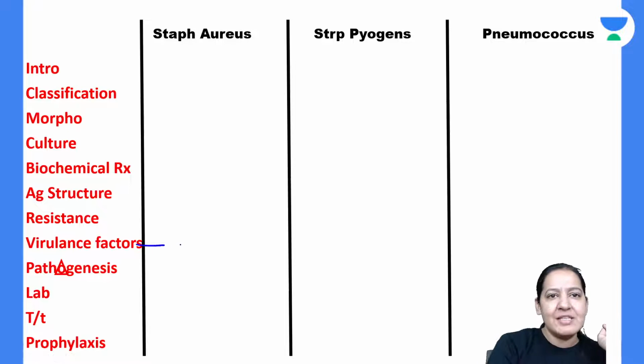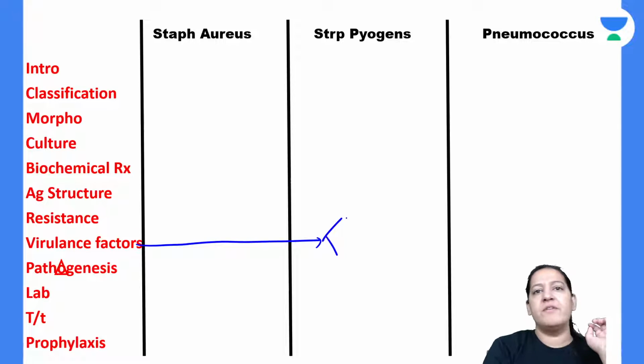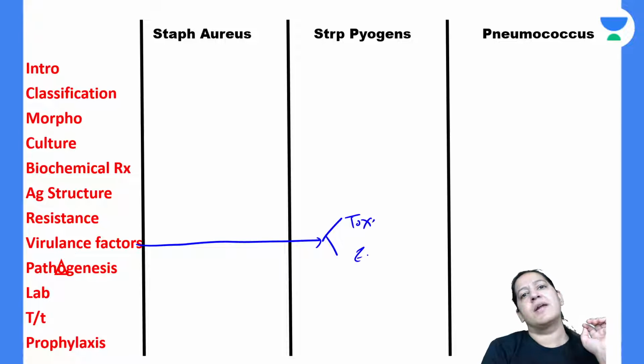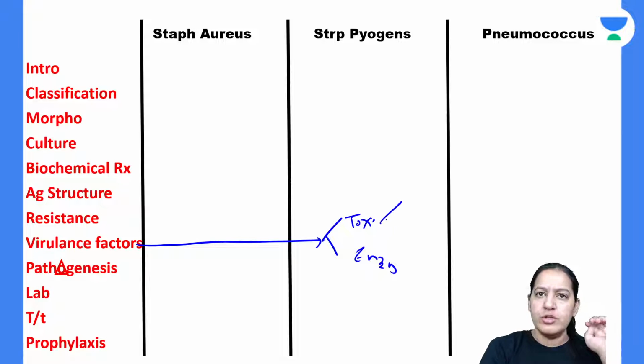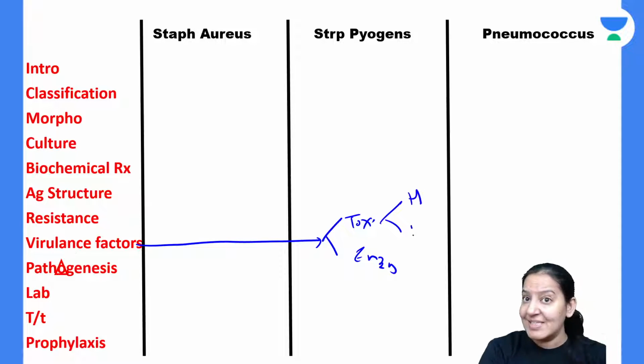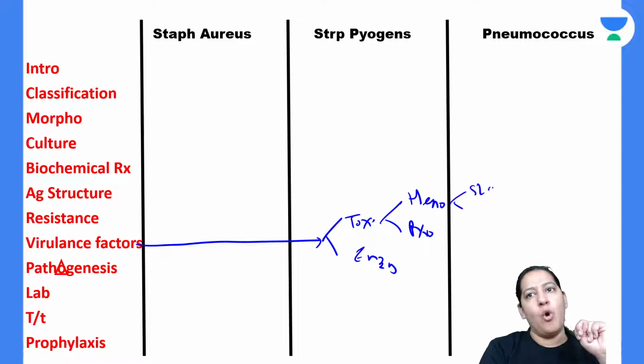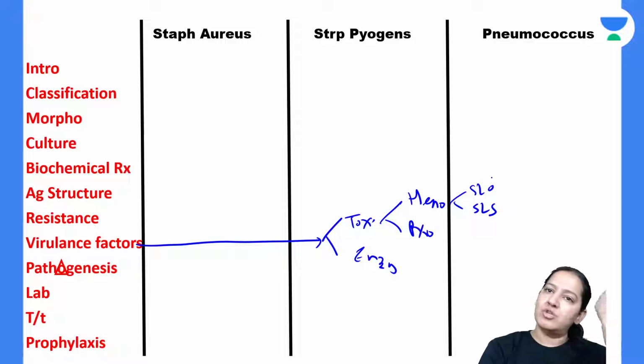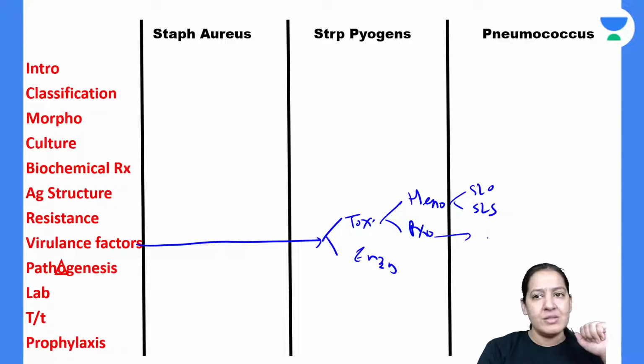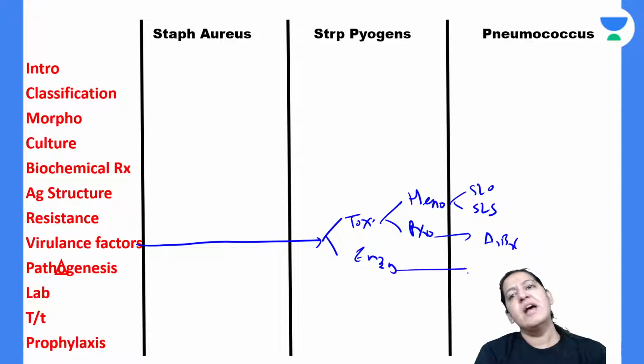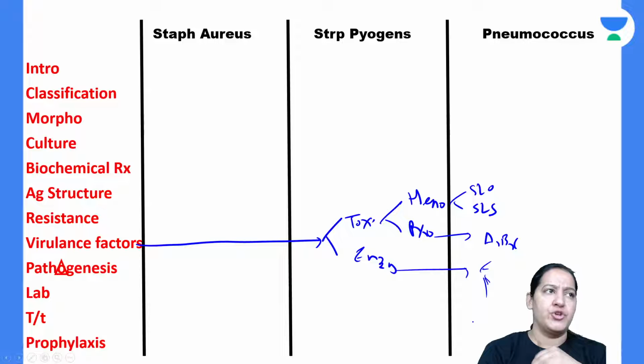So let me summarize the virulence factors. There are two types of virulence factors: some toxins and some enzymes. You should know the two types of toxins, hemolysins and pyrotoxins. Hemolysins are two types, SLO and SLS. One is oxygen labile, one is oxygen stable, one is antigenic, one is non-antigenic. Pyrotoxins are of three types, A, B, C. They cause scarlet fever. There are many enzymes also present. You should know the names.